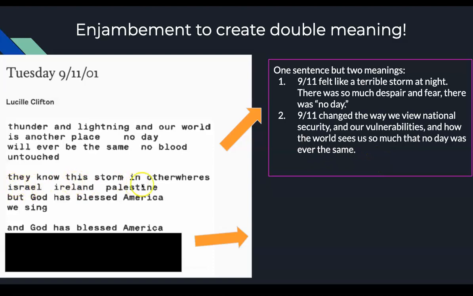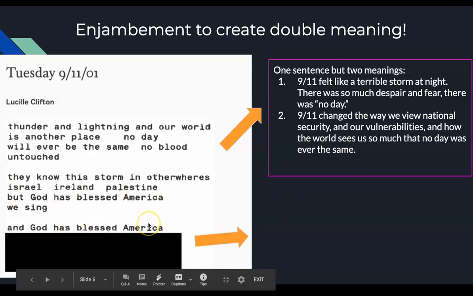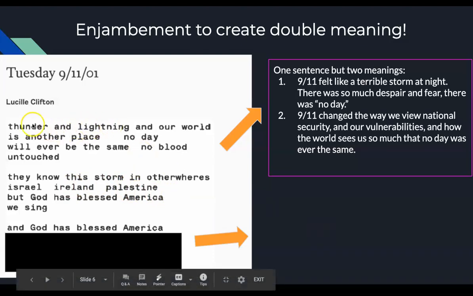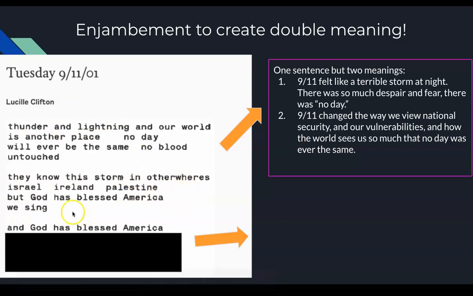They know this storm in other wars, Israel, Ireland, Palestine, but God has blessed America. We sing, and God has blessed America. Okay, so here she's listing other parts of the world where, at the time of writing, there had recently been terrorist attacks and civil wars, and she's suggesting that other parts of the world are familiar with this kind of storm, but usually here in America, we're blessed. We're separate from that sort of thing. It doesn't really apply to us. Americans get to sing. But then the line keeps going.